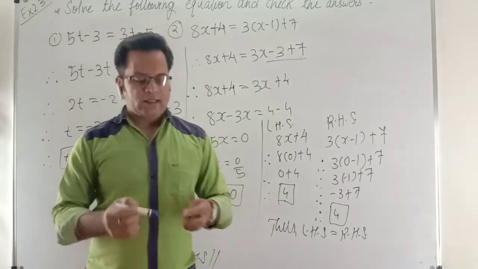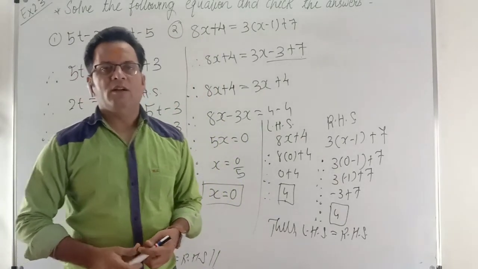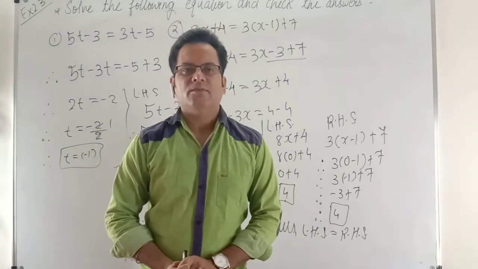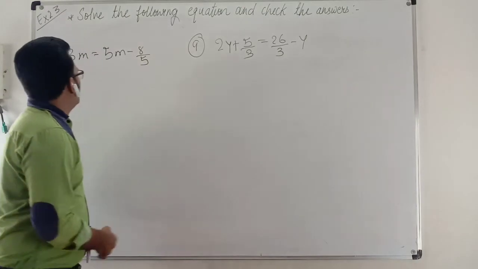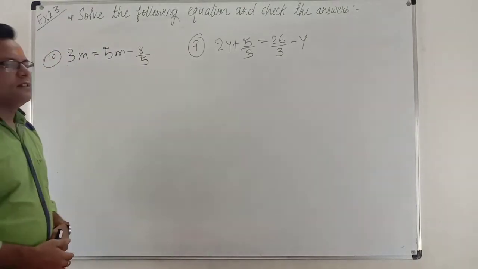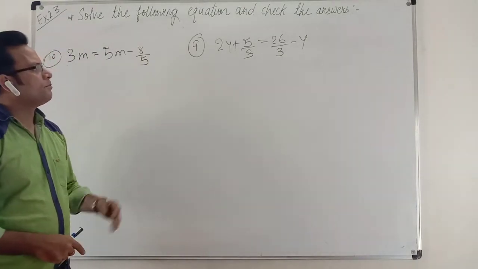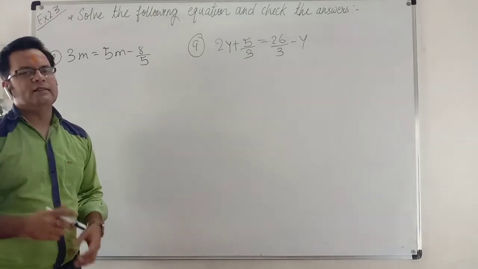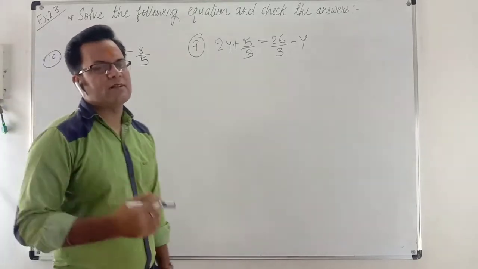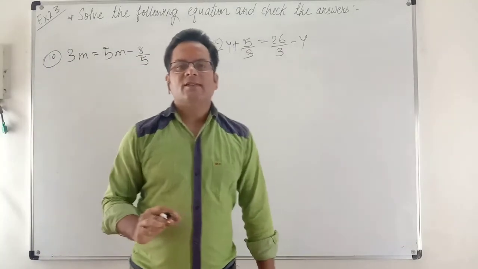So this is exercise 2.3's question number 1. We'll be taking some more sums also. Take a look. Now moving ahead. 3m is equal to 5m minus 8 upon 5. Sum number 9, that is 2y plus 5 upon 3 is equal to 26 upon 3 minus y. We have to do it with the same method.